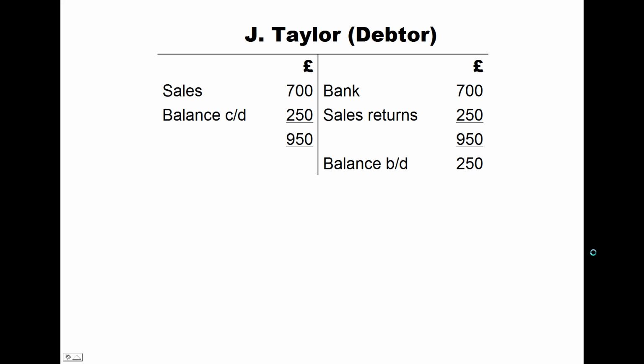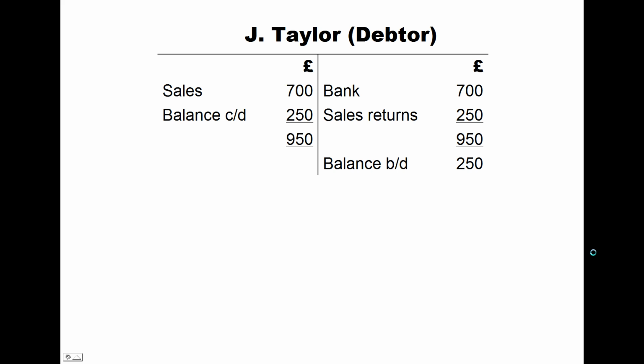So what does this now mean? Just to clarify, a balance BD on the credit side of a debtor account means what? It means that £250 of value, the business now owes J Taylor. So why does the business owe J Taylor £250? Well, just look at the transactions above.